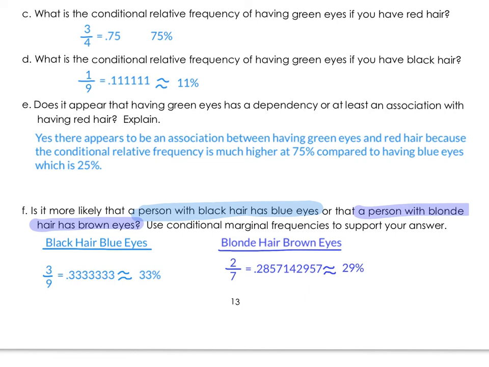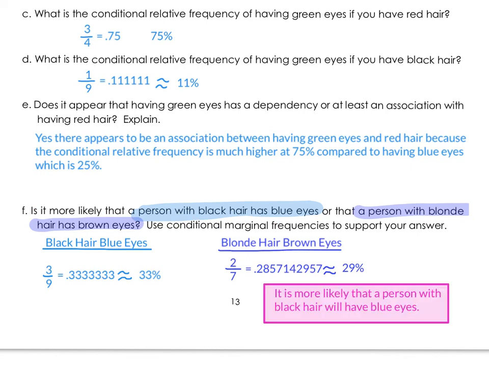So now I have the math to support, but I didn't answer the question. Which is more likely? Is it that a person with black hair has blue eyes or a person with blonde hair has brown eyes? So since the 33% is higher than the 29%, my answer is that it is more likely that a person with black hair will have blue eyes. So I just typed that out so you know exactly what the answer is. We were looking for which one was more likely. So when you use conditional marginal frequencies, you just always have to think about the most important and most difficult part is figuring out which one is given so that I know the total that I need to use.